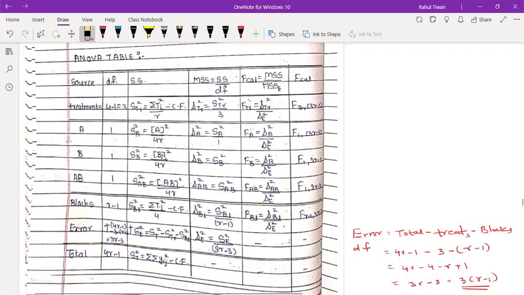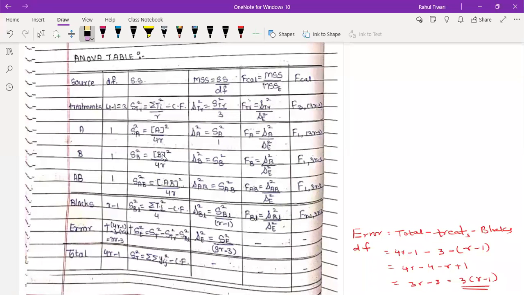Then you have a mean sum of square, which is small s small s. Whenever we say mean, it is always small. Whenever it is sum of square, it's always capital. Then you take the treatment sum of squares upon degree of freedom, and you get the mean sum of square. And so on for factor as well as block. If you divide treatment mean sum of square by error, you will get the F, you can say F calculated.